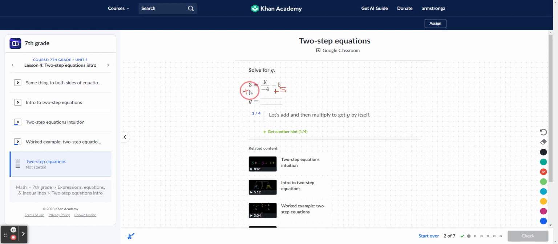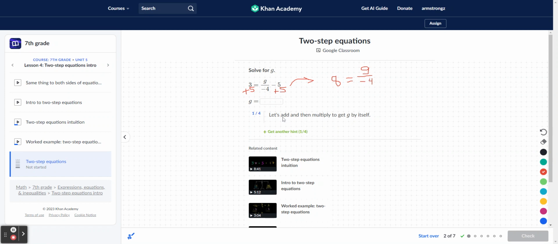We're going to add 5 to both sides to undo that subtraction. Because remember, I want to get g by itself. G by itself. So here now, I have 3 plus 5 is 8. I didn't do anything to the g divided by negative 4 yet. But negative 5 plus 5 is 0, so I don't have to write that at all.